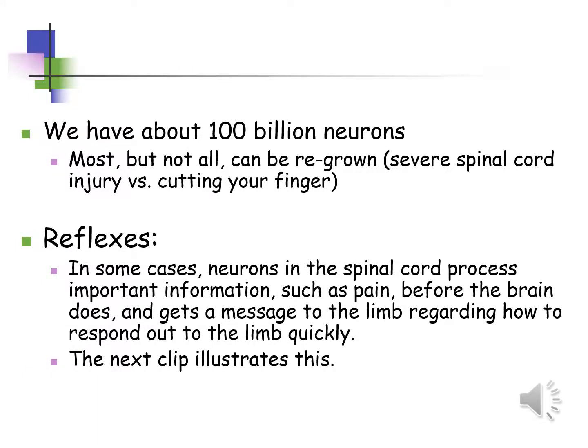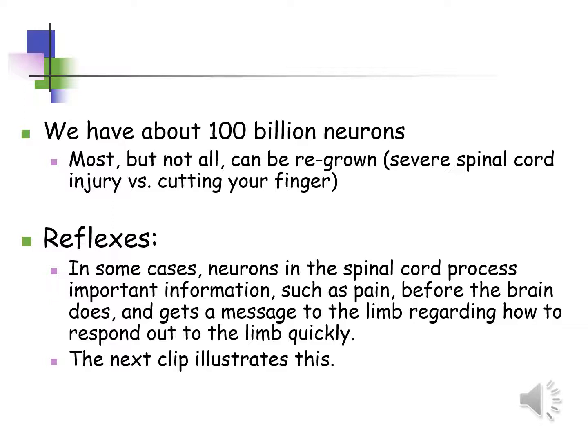Overall, we have about 100 billion neurons. And what's fascinating is that most, but not all, can be regrown. There are some cases of severe spinal cord injury where people never recover completely, although even now there are new technologies being developed such that more growth can be encouraged and supported. But on the other hand, if you cut your finger, those nerve cells that are damaged in that process quickly recover and regrow.